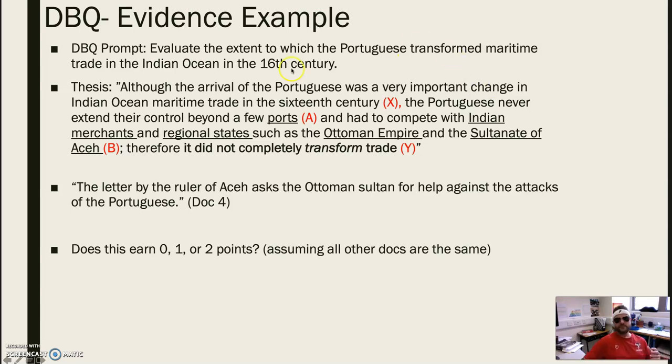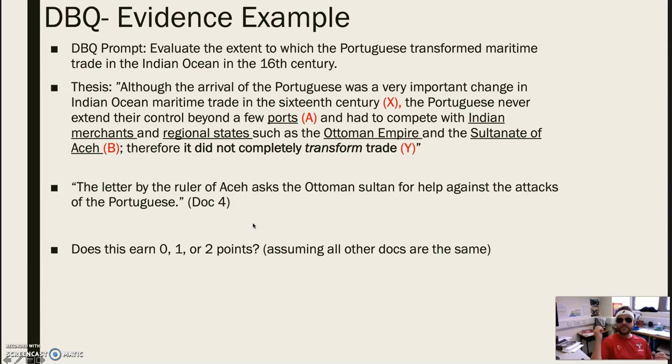So here we go. We have the thesis. We have the prompt. You've read the document that it's referencing. Here we go. The letter by the ruler of Aceh asked the Ottoman Sultan for help against the attacks of the Portuguese. So does this evidence get 1 point, 2 points, assuming all the docs are the same, or 0 points? Go ahead and pause, write down what you think is the answer now.